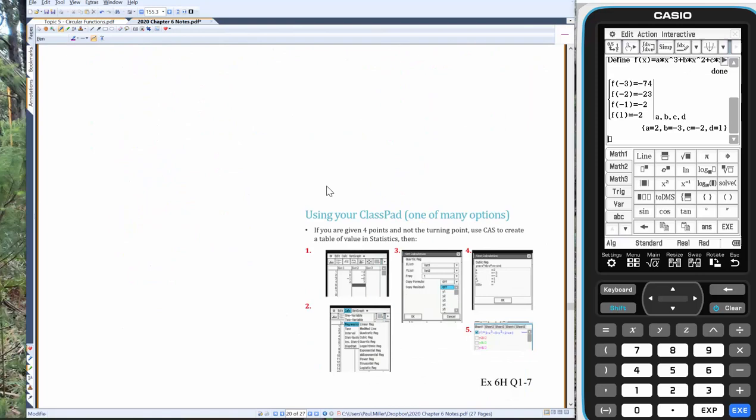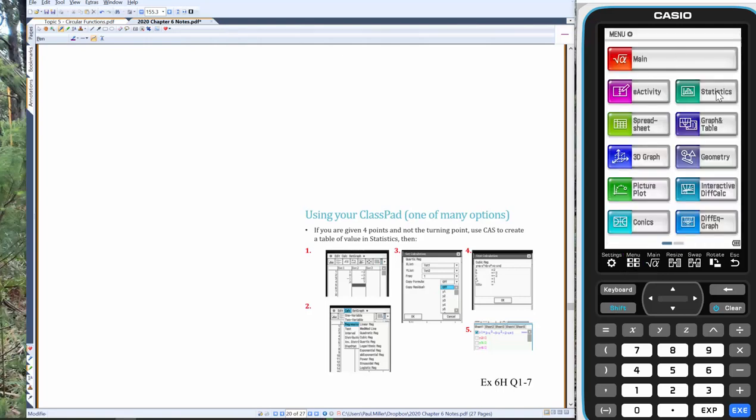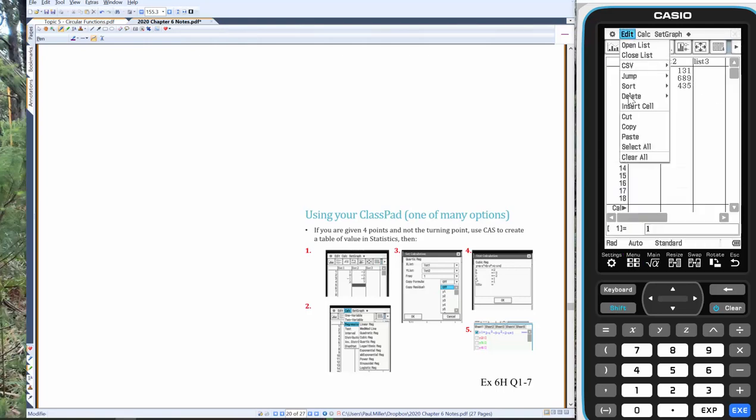All right, and these are from Mr. Tench's notes here, and he outlines a different method of doing it. I have to admit, I'm not a huge fan of this method, but I'm going to show it to you now. So what we're going to do is go to statistics. Let's hit statistics for the first time this year. What you basically do is put your coordinate points in. List 1 gets the x values, and list 2 gets the y values.